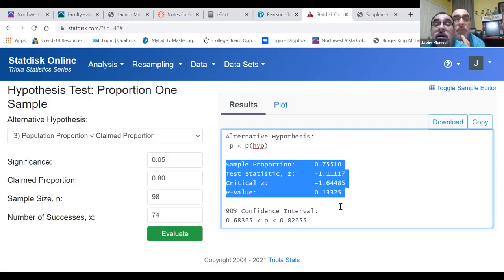7551, -1.11117. That's weird. I never seen that number before. -1.64485 and 0.13325.